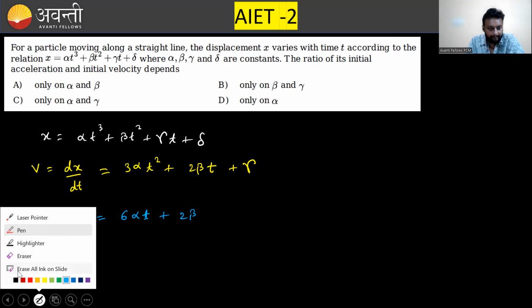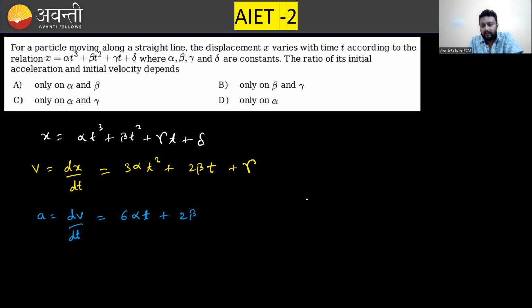Now, if I talk about initial velocity, v initial, that means at time 0, at t equals 0. If you calculate v initial, just put t equals 0 and you will get gamma. In this relation, if you put time 0, you will get gamma. And in this relation, if you put t equals 0, that means you will get the initial acceleration, which will be 2 beta.